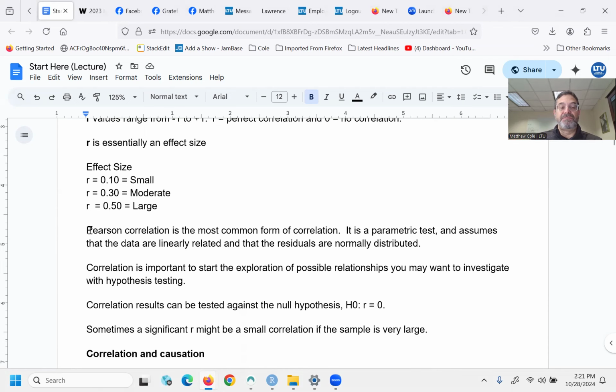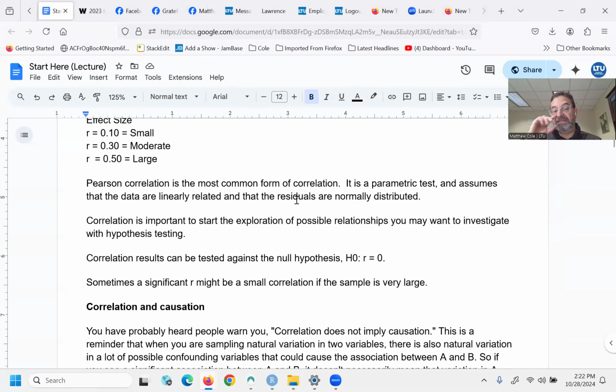There are basically two common correlation coefficients in business statistics and biostatistics. There's Pearson's correlation, and there's Spearman's rho. We're using Pearson. It's really called the Pearson product moment correlation. It's the most common form of correlation. It is a parametric test, therefore it assumes that the data are linearly related and that the residuals are normally distributed. Remember, the residual is the difference between the mean and the score.